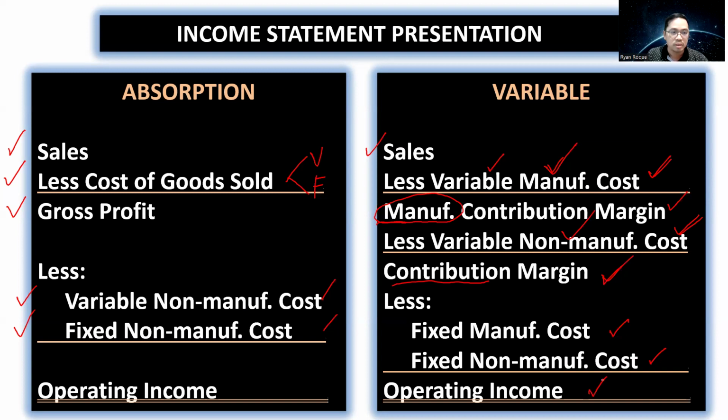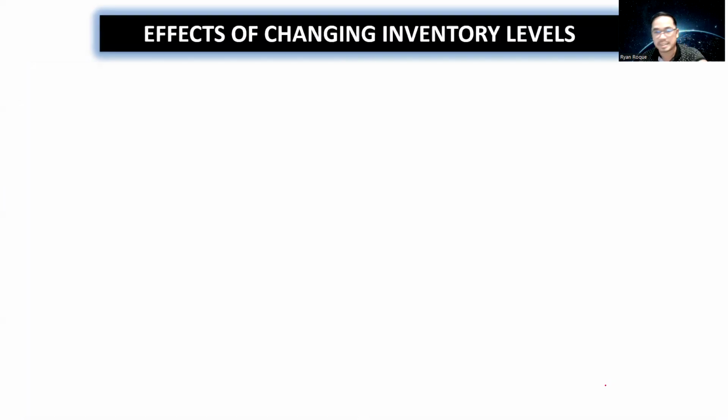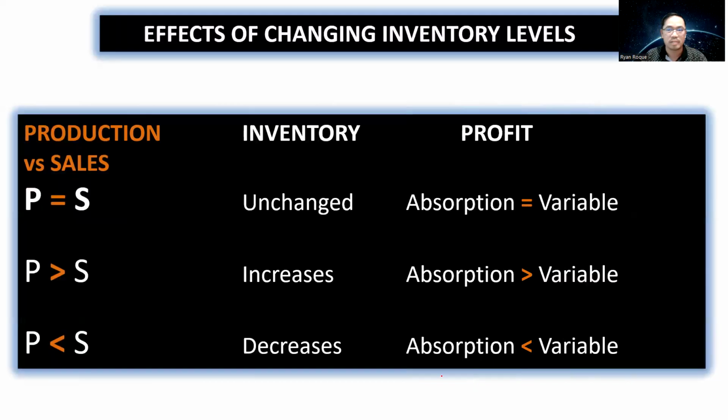Okay, if your production is equal to your sales, the operating income will just be the same. But there are instances that there are changes in the inventory levels. Okay, that happens if the production will not be the same as your sales. So first, let's have what if your production is equal to your sales? What happens at your inventory? That is unchanged, meaning your beginning inventory is just the same with your ending inventory. Okay? Because beginning plus production minus sold would be your ending. So there will be no change. So your profit under absorption and variable costing methods will just be the same.